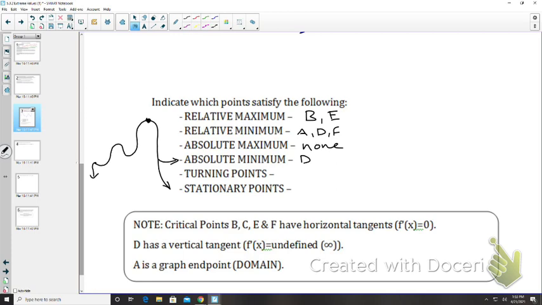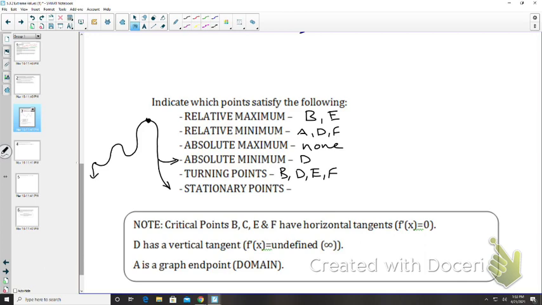And what about my turning points? Where does the graph turn? B. Yep, D. Yep, E. Yep, F. Yep, perfect. B, D, E, and F.